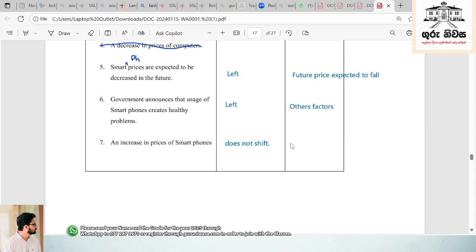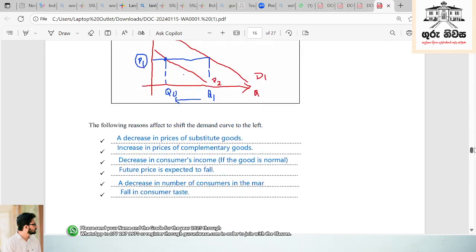Points are moving along the demand curve of a smartphone. Did you get the point? Yes, sir. Okay, good. Kalana, are you okay? Okay, sir.